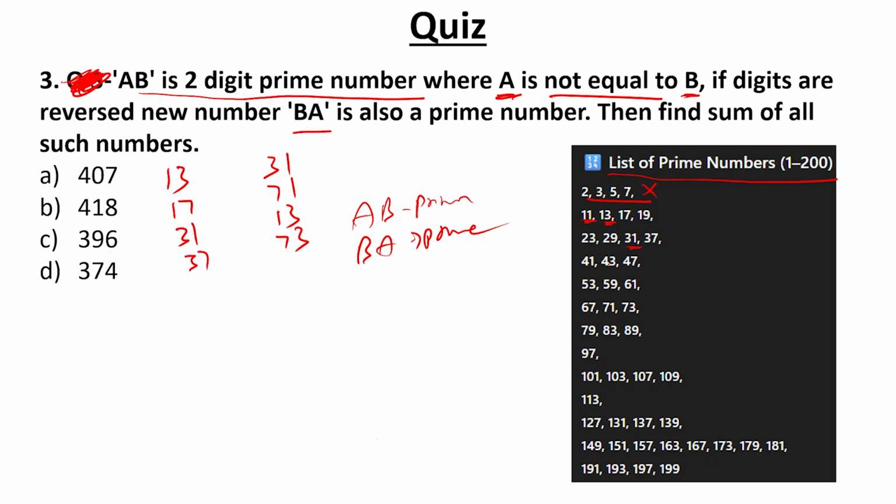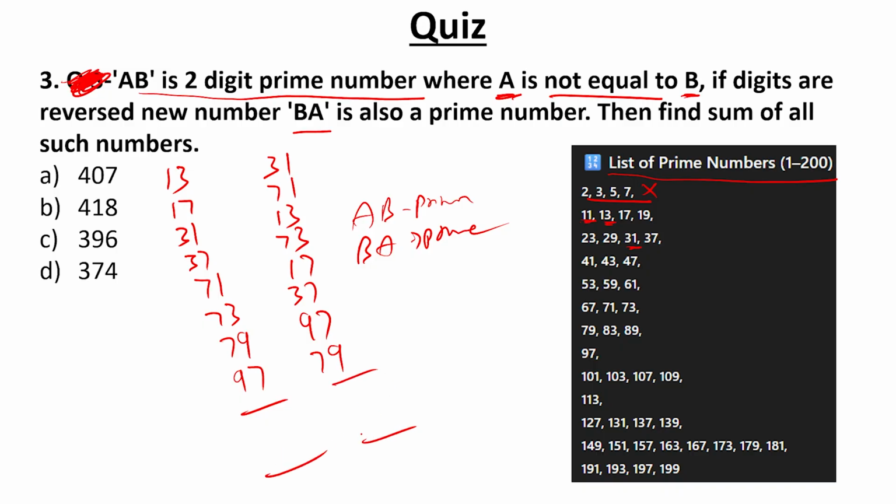41, 14, not possible. 43, 34, not possible. 47, 74, not possible. 53, 35, not possible. 59, 95, not possible. 61, 16, not possible. 67, 76, not possible. 71, 17, possible. 73, 37, possible. 79, 97, also possible. 83, 38, not possible. 89, 98, not possible. 97, 79, possible.